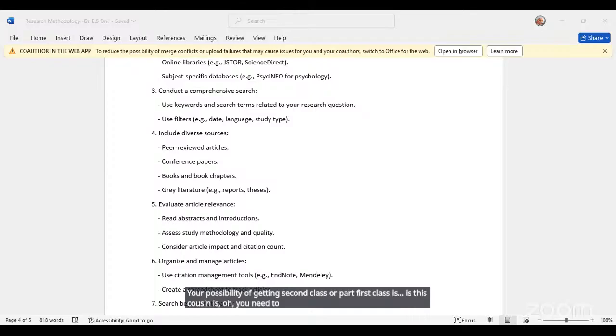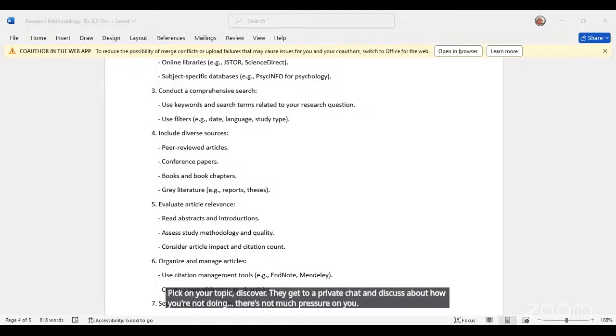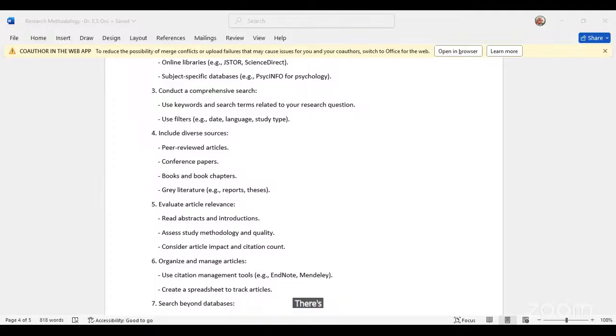Now that you're not doing much work, pick out your topic, discuss with us, pick your supervisor, begin to private chat and discuss it, and start your work. When you're not doing it, there's not much pressure on you. By the time you get to second semester and want to defend your project, my brother, my sister, there will not be time. So the earlier you start now, the better for you.